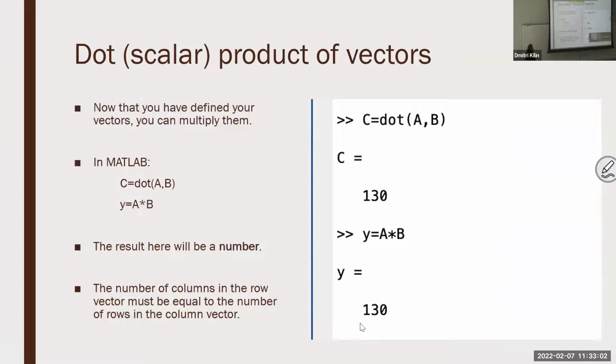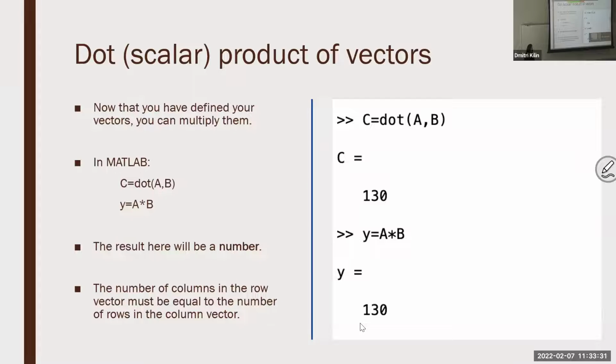So you can multiply vectors. Here is how you would do a dot product, also known as the scalar product of vectors. In MATLAB, you can either do equal to dot of your two vectors, or you can just use the little star to indicate that you are multiplying them. Whenever you do a dot or scalar product, you will get an actual number value out of your multiplication.